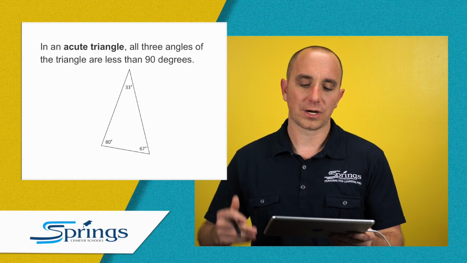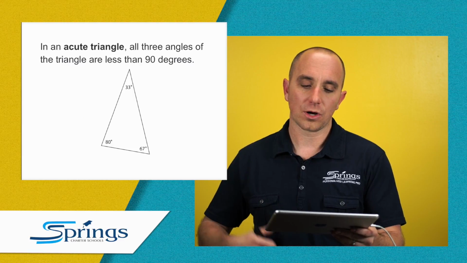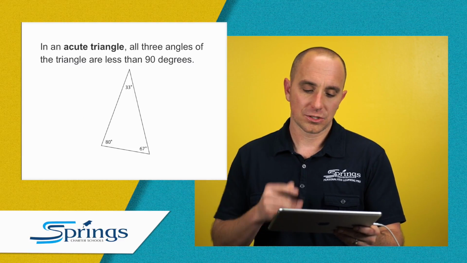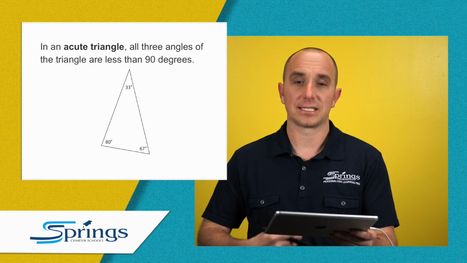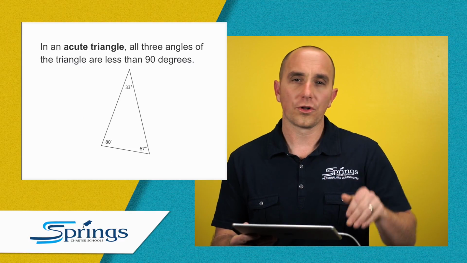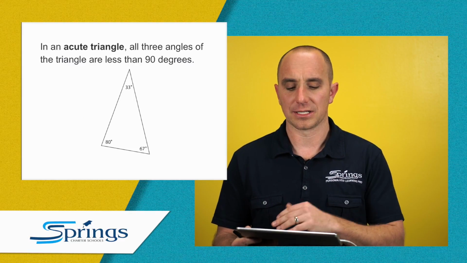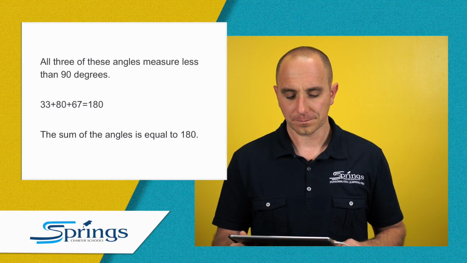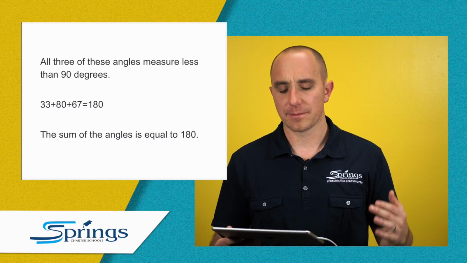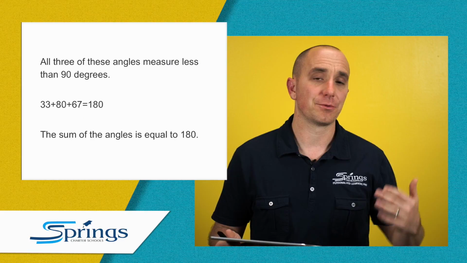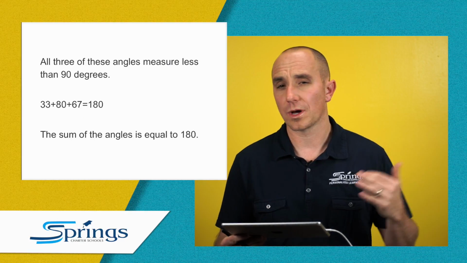All right, so in an acute triangle, all three angles of the triangle are less than 90 degrees. So you can see here, 80 is less than 90, 67, and 33. So all three angles are going to be less than 90 degrees. So it's an acute triangle. Now, if I add all the angles up, we have 67 plus 33 is 100. 100 plus 80 is 180.